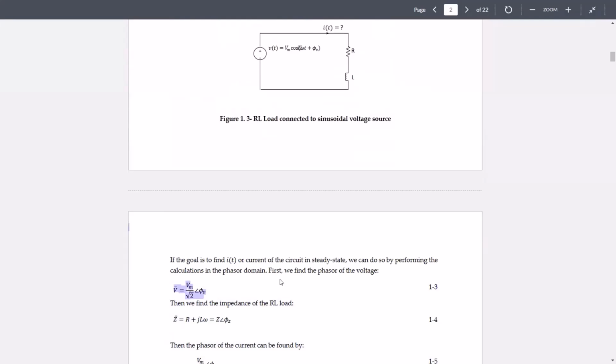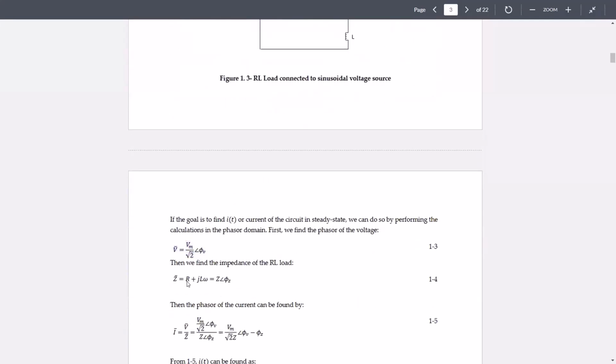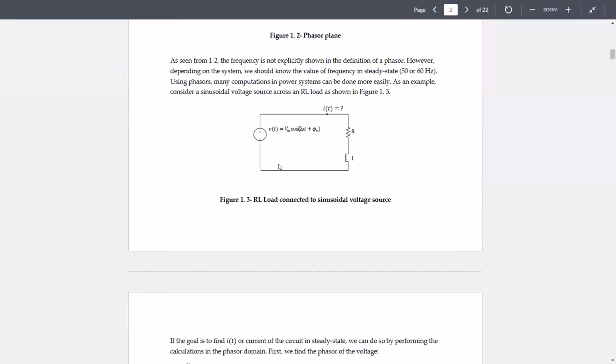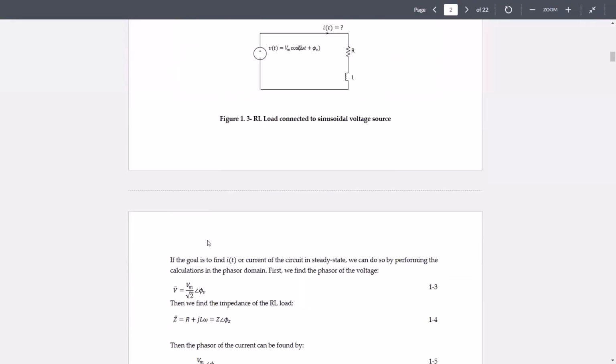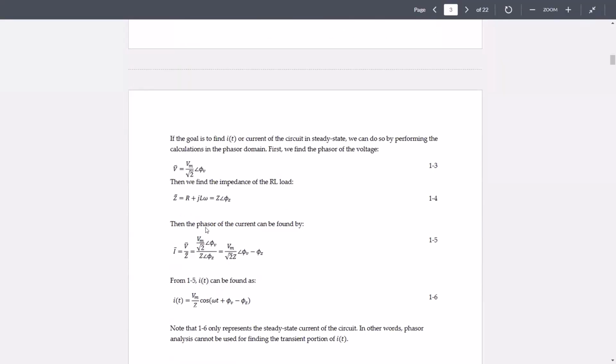For example, in this network, this V of t is converted to its phasor like this, equation 1.13. And then the whole network can be represented by an equivalent impedance, which in this case would be R plus jL omega, where L is the inductance and omega is the omega of the source in the whole network. If you have just one frequency in the whole network, then that would be expanded to all the voltages and currents that are in that network.